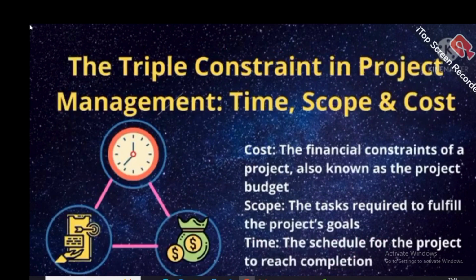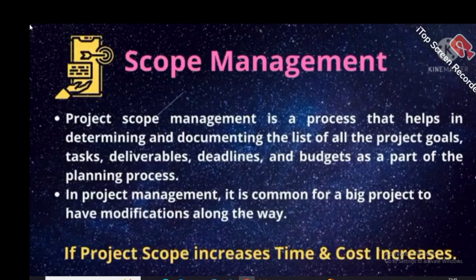There are 3 elements: time, scope and cost. These are called the triple constraints in project management. Cost is basically the financial constraint of a project, also known as the project budget. Scope is the tasks required to fulfill the project's goal. And time is the schedule for the project to reach completion. My dear friend, scope management is very, very important. If scope increases, your time and cost will increase.